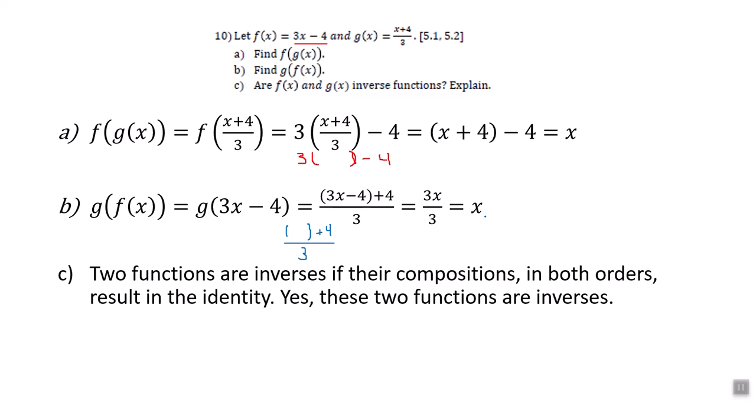G composed with f of x is not always the same as f composed with g of x. However, when the composition in both orders results in the identity, so what you put in, x, is what you get out, x, then these two functions are inverses. All right? That's the definition of how we know when two functions are inverses. If the composition in either order results in the identity, then these functions are inverses, and that's exactly what we have here.